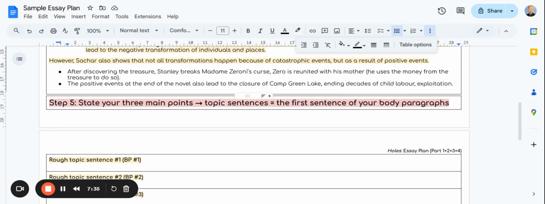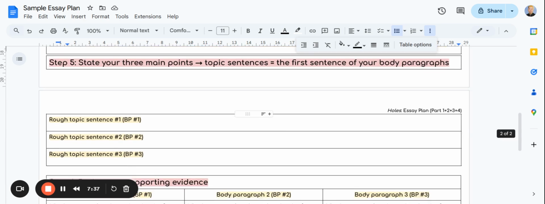All right. Now, what we'll do is we'll now move on to step 5. So this is where you state your 3 main points.